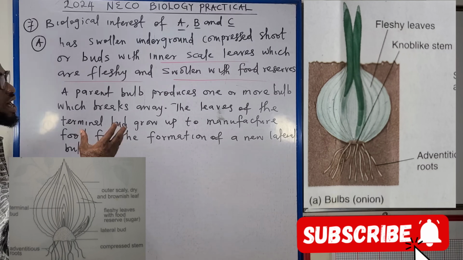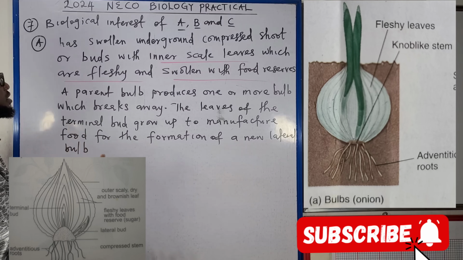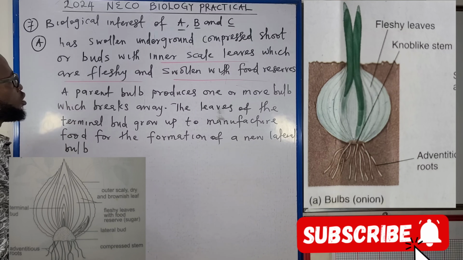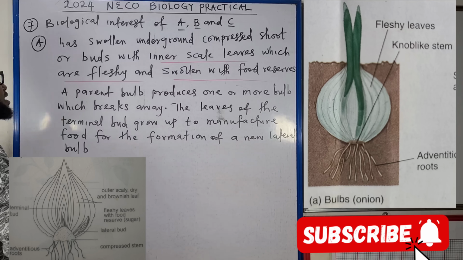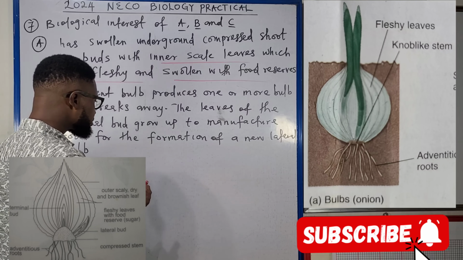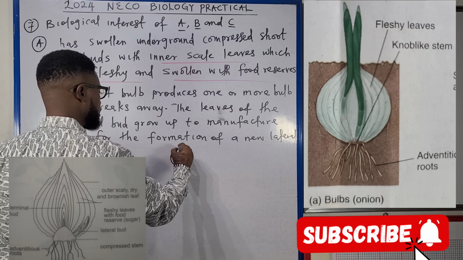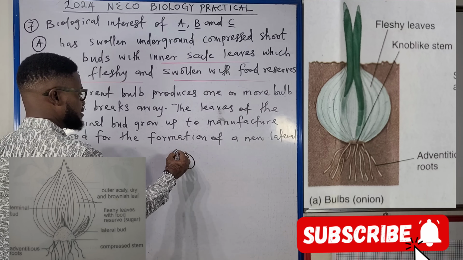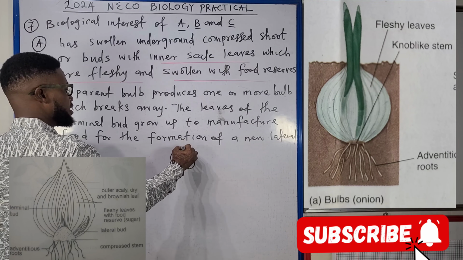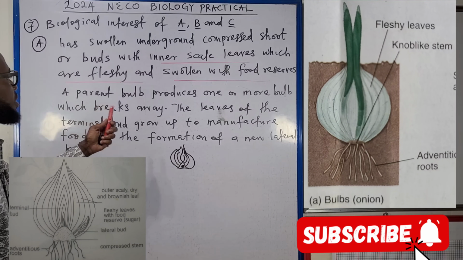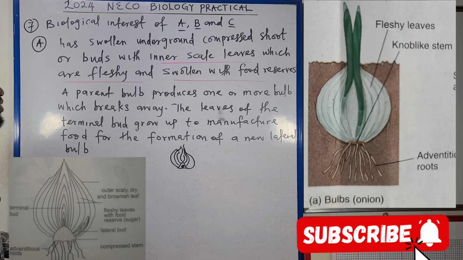You can see, the shoots immediately after the knob-like stem are swollen, on the ground, compressed shoots or buds with inner scale leaves which are fleshy and swollen with food reserve. Now, a parent bulb, as you can see on your screen, let's say this is the bulb, and these are the fleshy leaves. This is the bulb here. So a parent bulb produces one or more bulbs which break away.